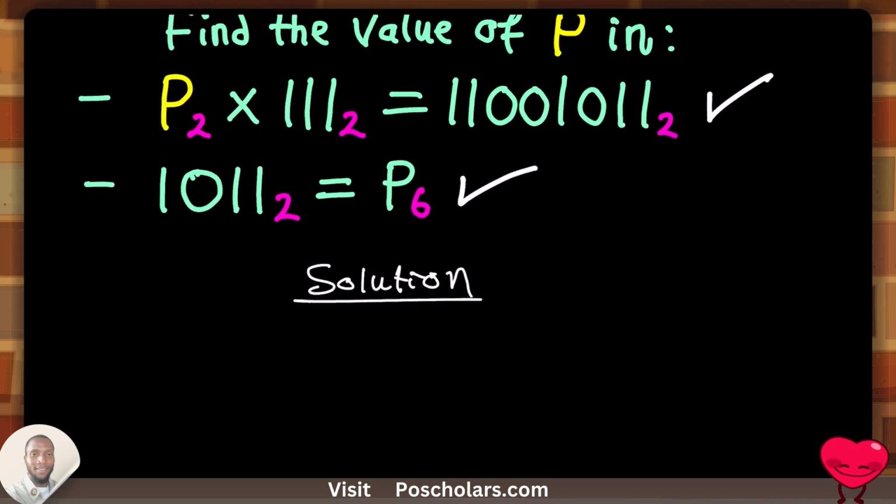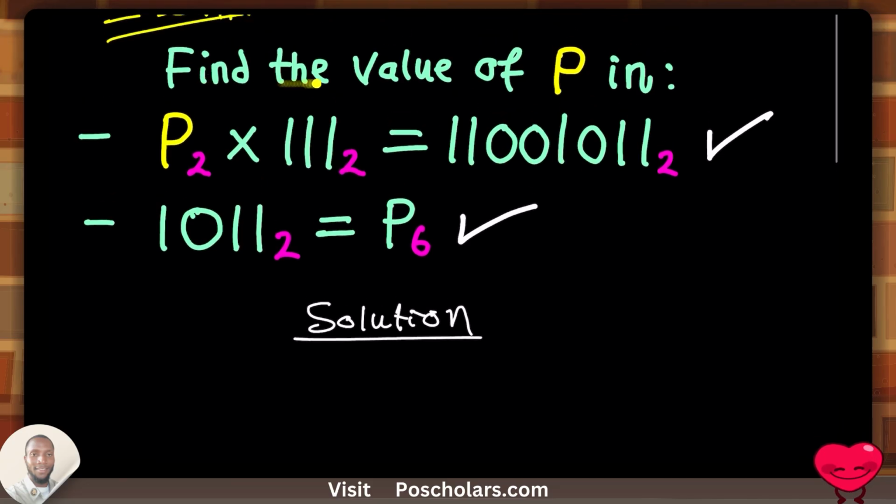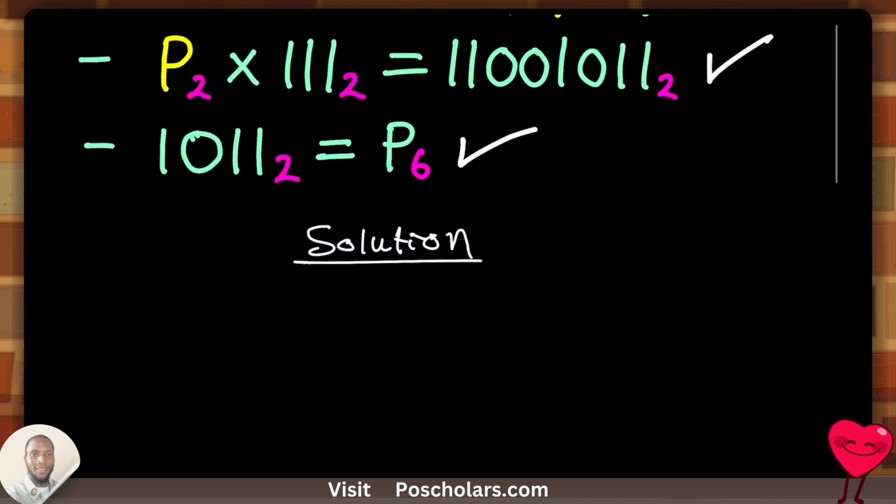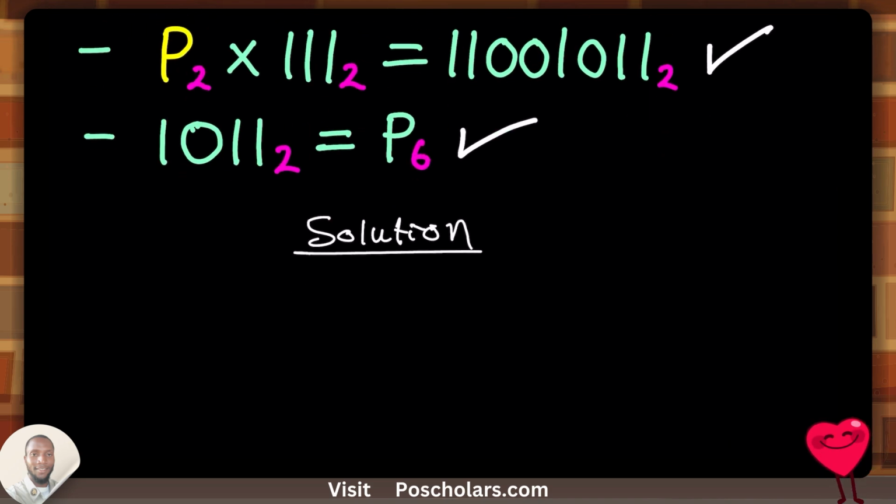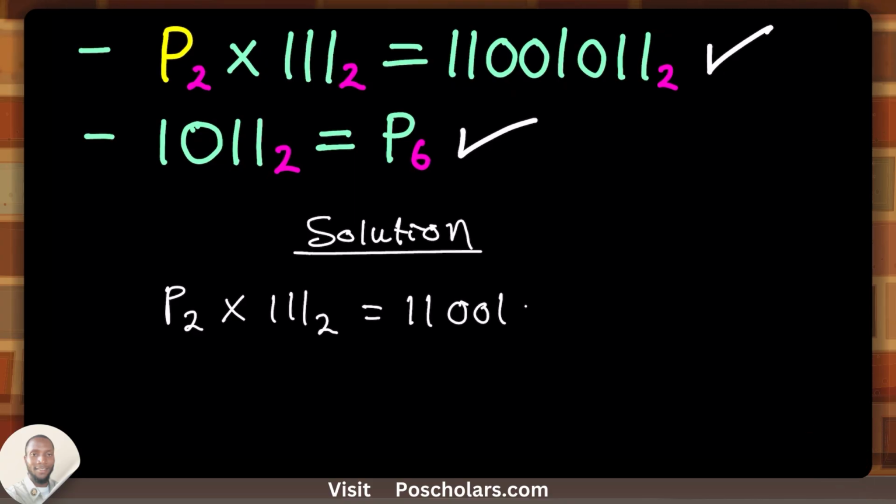Now, question 1 says P base 2 times 111 base 2 equals 11001011 base 2. We are asked to find the value of P, right? Now, we start by writing the question. Question says P base 2 times 111 base 2 equals 11001011 base 2. Next, the mission is to find the value of P.